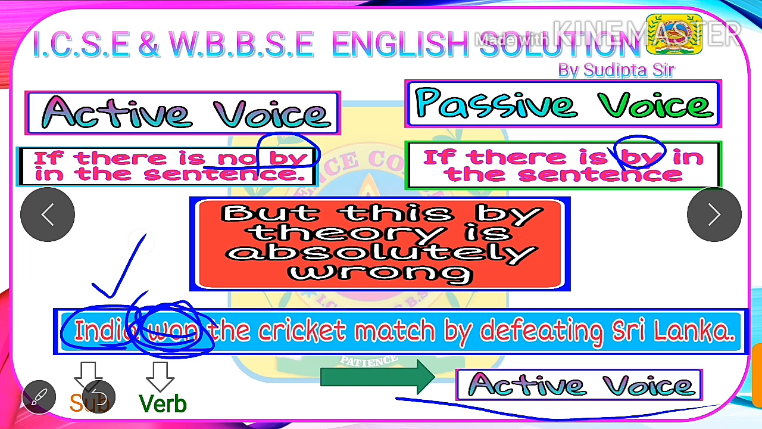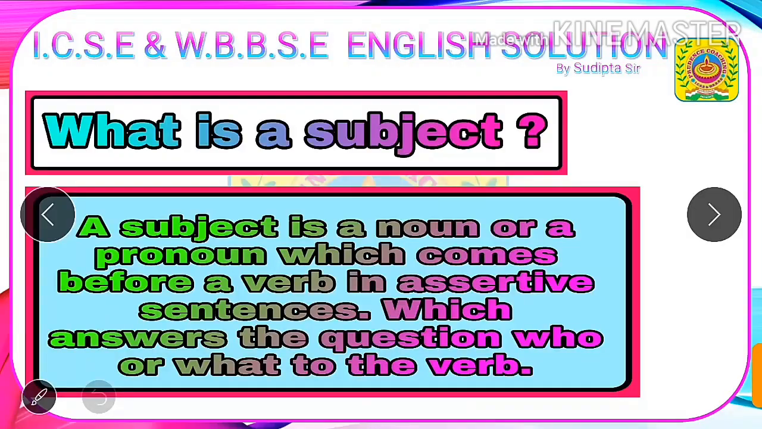We will learn more about active voice later, but some of you may not know what is a subject. So first we will clear what is a subject. A subject is a noun or a pronoun. Students, subject may be either a noun or a pronoun. Do you know what is a noun? Noun is anything that is a name. That is, noun is a naming word. So the name of any person or anything is always a noun.